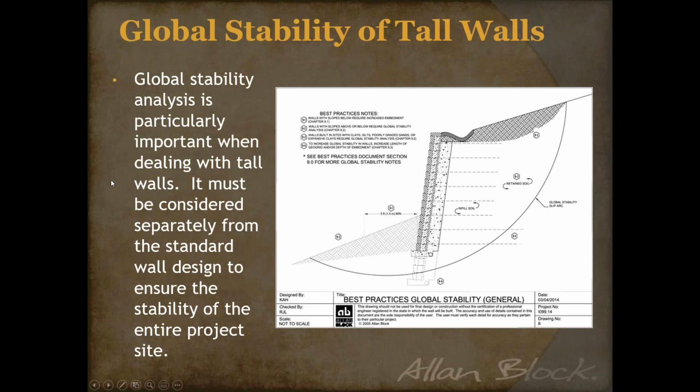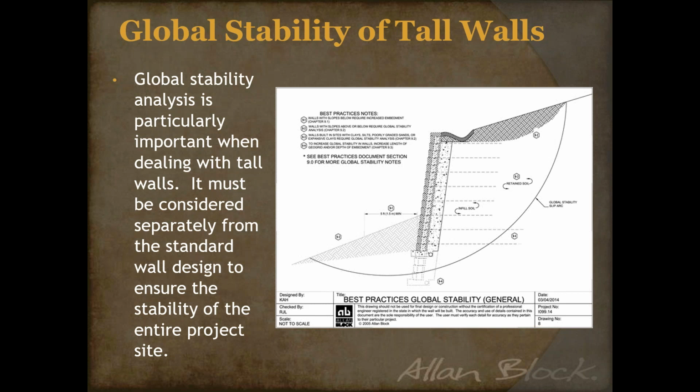So I mentioned global analyses as well. Global analysis isn't something that AB Walls can do for you, but a global analysis is always recommended for a tall wall application. In a shorter, simpler wall that's not going to have a lot of surcharges or slopes above or below, sometimes it's avoidable to run a global analysis, especially if you're running AB Walls and you don't get the warning. We have a warning if your slip arcs are far behind the wall that you may want to consider global. If you don't get that, you may be able to avoid it.